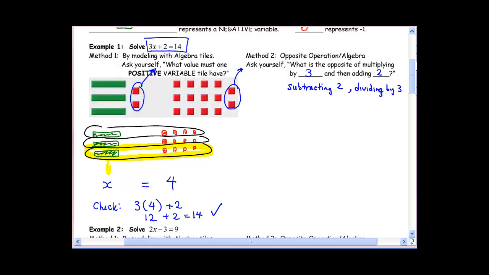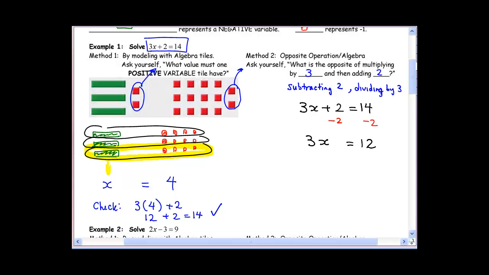So let me ask you to copy out the original question again. 3x plus 2 equals 14. So our goal here is to solve for x, or isolate x. And just like before, we had to take away the 2, and that's what I'm going to do now. So that's the subtracting of 2. So doing that, we now have 3x. The positive 2 minus 2 is 0, and 14 minus 2 must equal 12.